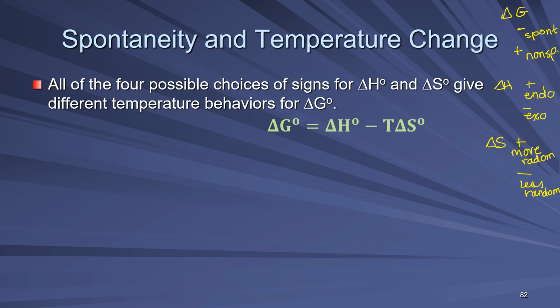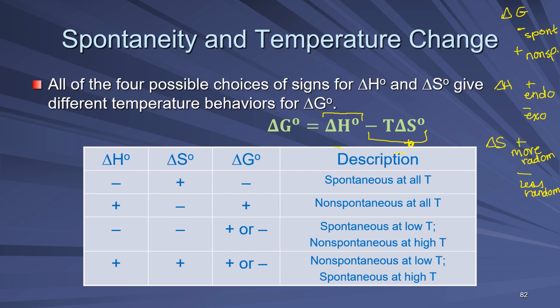Let's say I have an exothermic reaction. So delta H is negative, and it's becoming more random. Both of those things tend to be spontaneous. So if something's exothermic, the delta H term is negative. And then if delta S is positive, this term is negative. And so delta G will always be negative, which means the reaction will always be spontaneous. So now let me show you the chart here.